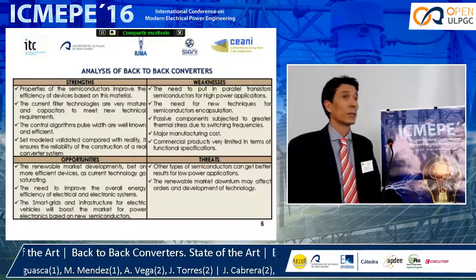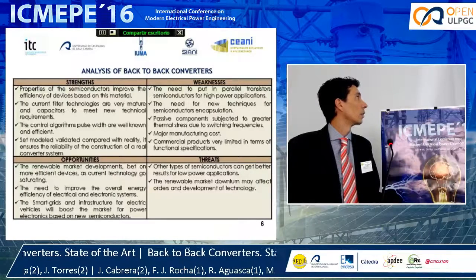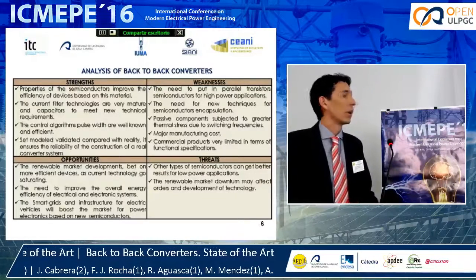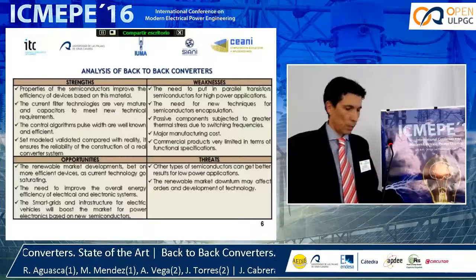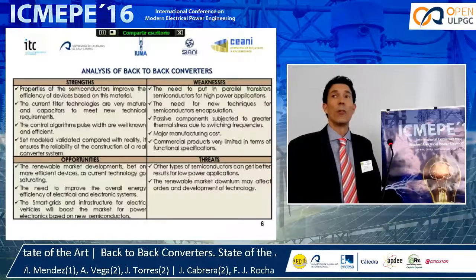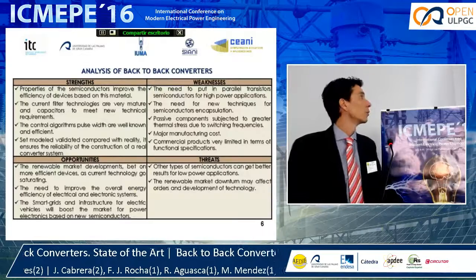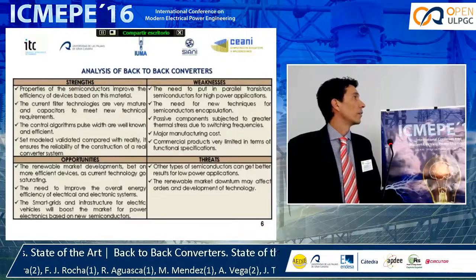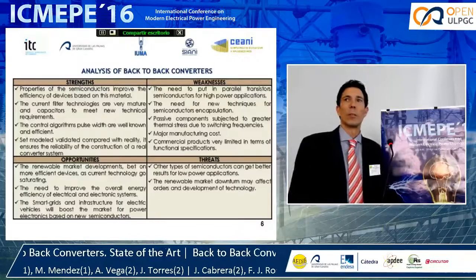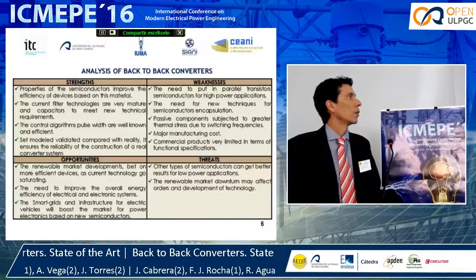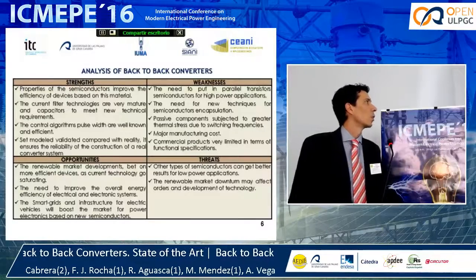Regarding opportunities, as we have heard during these sessions, renewable market developments need more efficient devices, as the current technologies are saturating. There is a need to improve the overall energy efficiency, both in electrical connections and in electronic systems. Smart grids and the infrastructure for electric vehicles will boost this market, and more power electronics based on semiconductors will be needed. Lastly, regarding switches, other types of semiconductors can get better results for lower power applications.